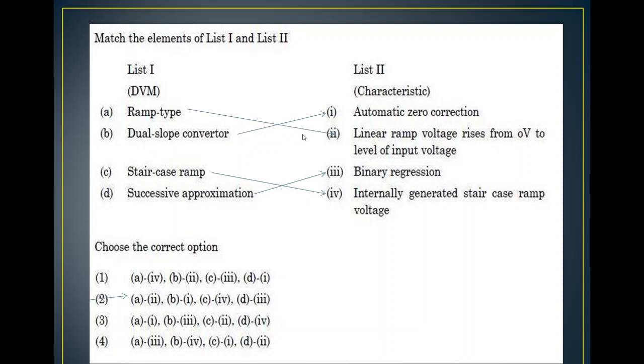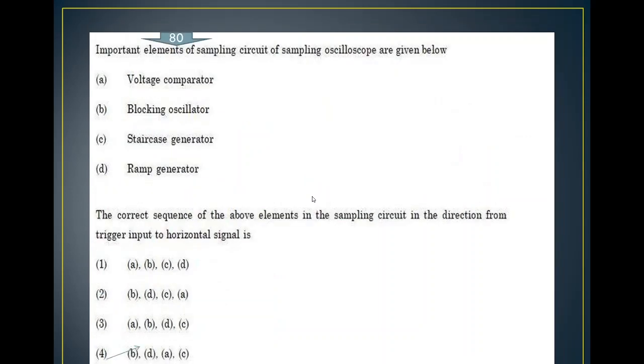Dual slope converter connects to automatic zero correction. Staircase ramp connects to internally generated staircase ramp voltage, and successive approximation connects to binary regression. Next question. Important elements of sampling circuits of a sampling oscilloscope are given below.